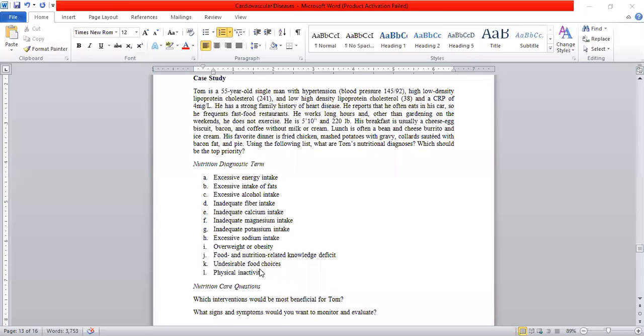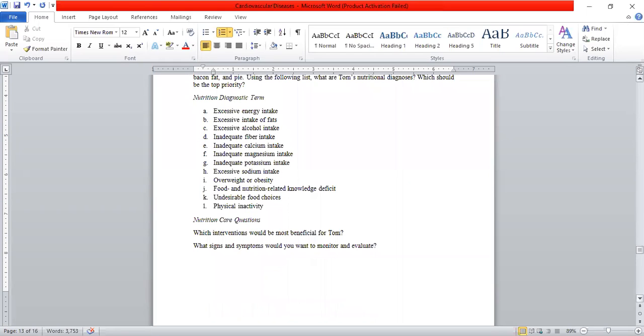Then we have the undesirable food choices and the physical inactivity. As you can see in the case study, he only participates in gardening on weekends. So that means the physical activity is a bit poor, or a bit lower, and physical activity can help in the regulation of blood pressure, management of weight, and so on. So those are the major problems that you can identify.